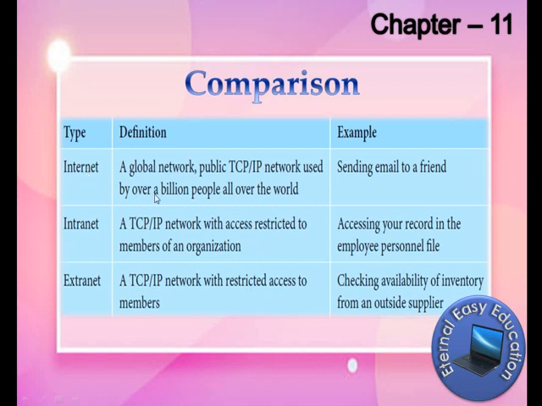Next, intranet. This is also a TCP/IP network with access restricted to members of an organization, because it's coming under a private network. So it has restricted access. For example, accessing your record in the employee personal file in a particular organization. Then what is extranet? A TCP/IP network with restricted access to members, for example checking availability of inventory from an outside supplier. So it is one step extended in the extranet.